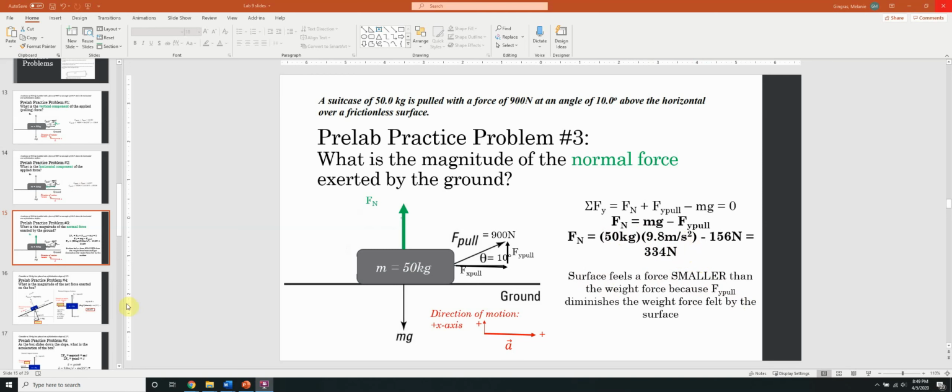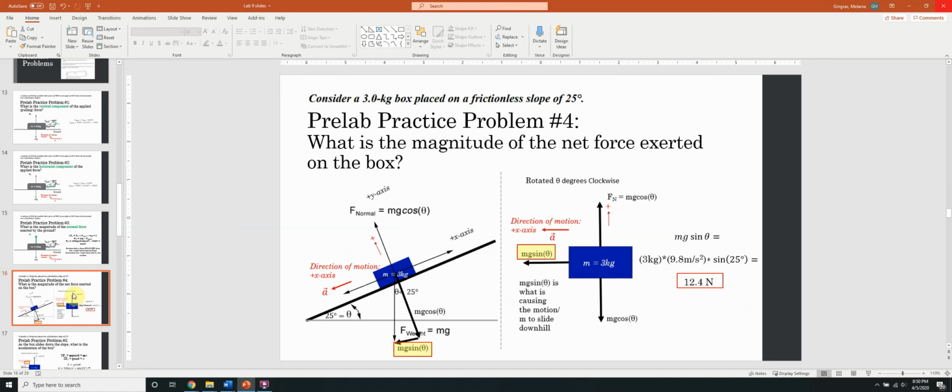All right, so now for number 4, we're going to switch gears a little bit. We're no longer on a horizontal surface. So we have a 3 kilogram box placed on a frictionless slope of 25 degrees. And we want to know, what is the magnitude of the net force exerted on the box? So the net force being what is creating the acceleration, right? What is making this system go? Or in this case, this mass go.